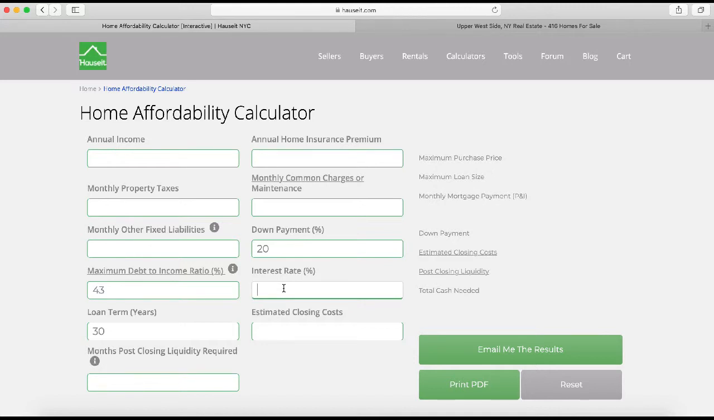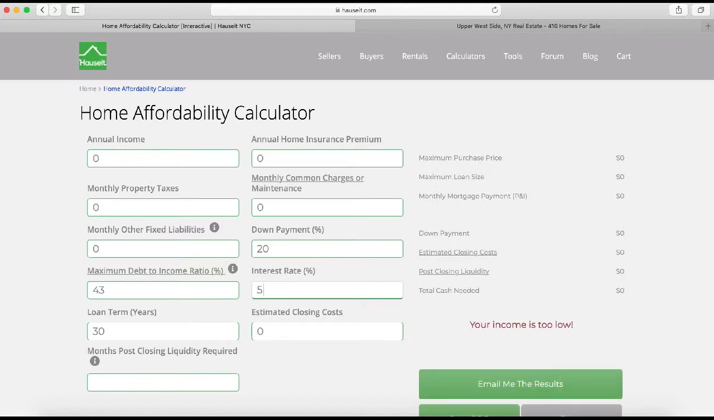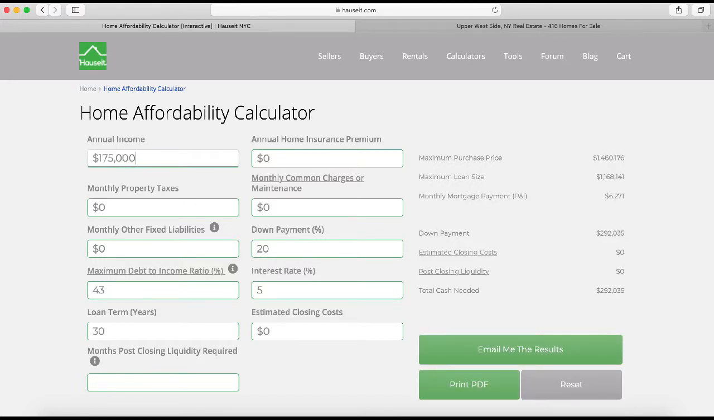So if we say, let's move with a 5% interest rate and an annual income of 175, we're immediately going to see a maximum purchase price on the right, a maximum loan size, an estimate for your monthly mortgage payment, as well as an approximate figure for how much cash you would need in order to pull off this transaction.